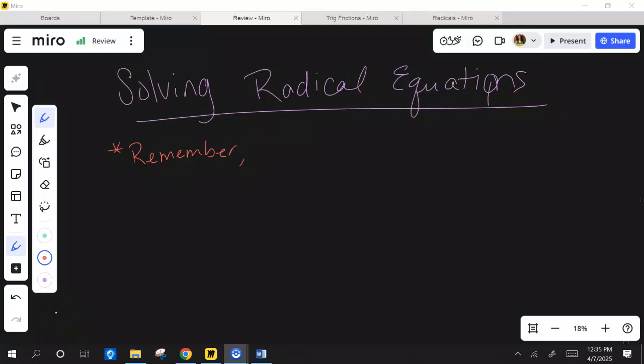Hold on. Can you pause this? Remember, fractional exponents are what?